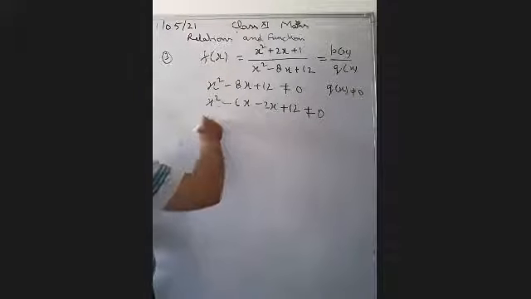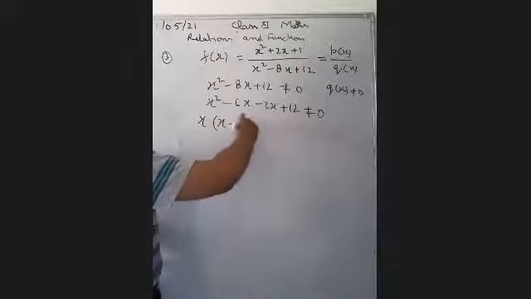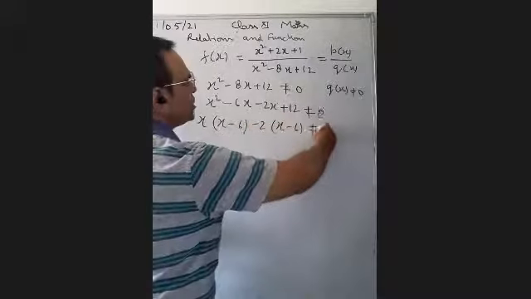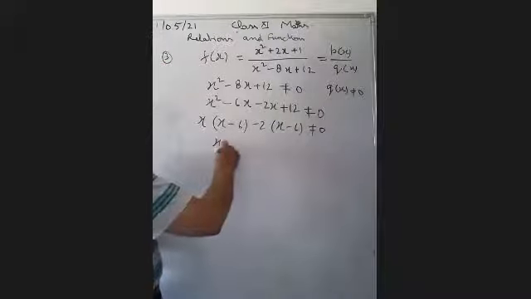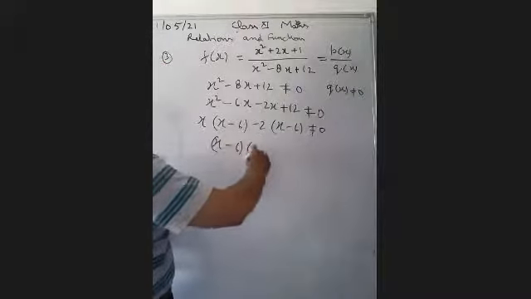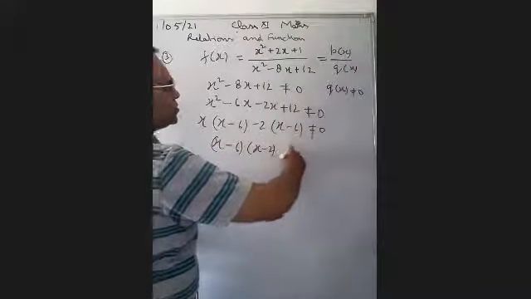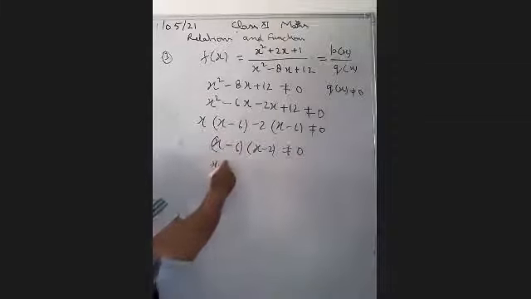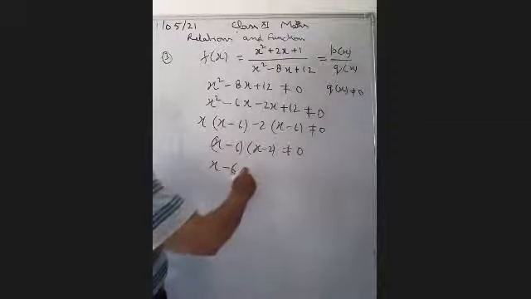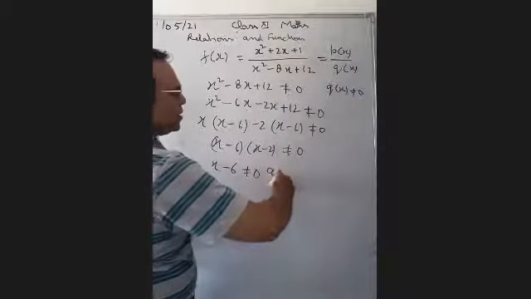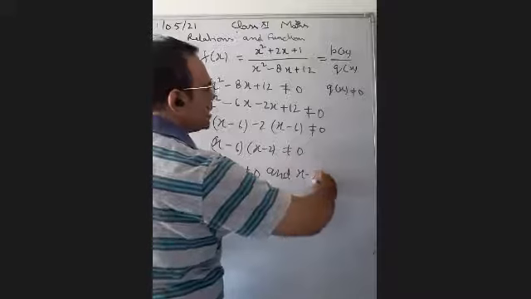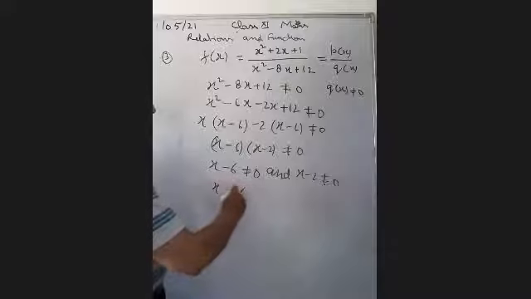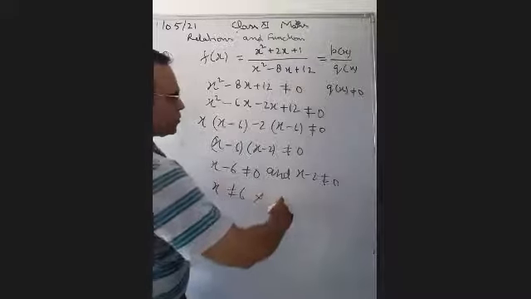You can take common x - 6. Now you can take common -2, so (x - 6)(x - 2) should not be equal to 0. That is, the product of x - 6 and x - 2 should not be equal to 0. A product cannot be equal to 0 if both the terms are not 0. That is, x - 6 should not equal 0 and x - 2 cannot be 0. So x should not be equal to 6 and x should not be equal to 2.